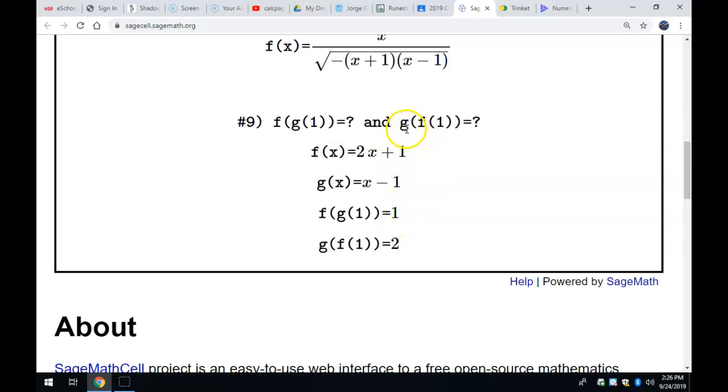Notice this is not usually a commutative operation, the composition of two functions. So what does g of f of 1 mean? Take 1 and plug it into f. So 2 times 1 is 2 plus 1 is 3. And plug that into g. 3 minus 1 is 2.